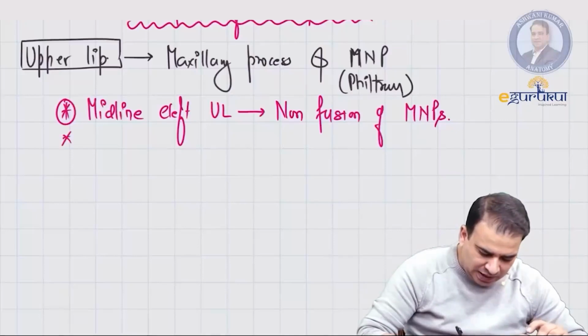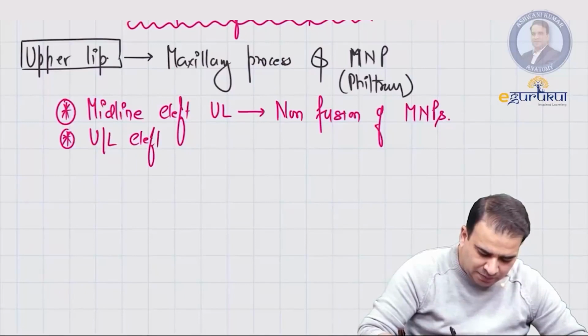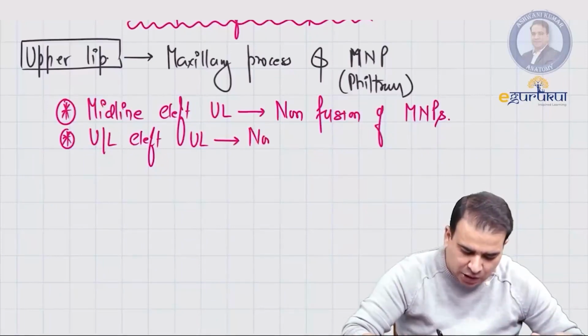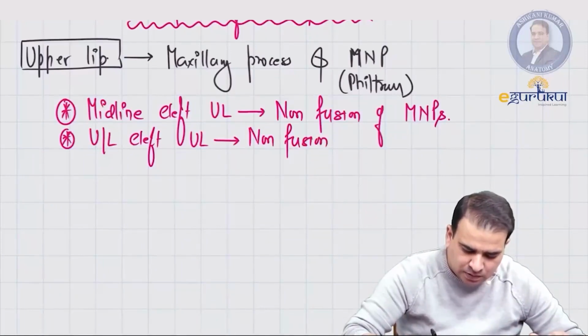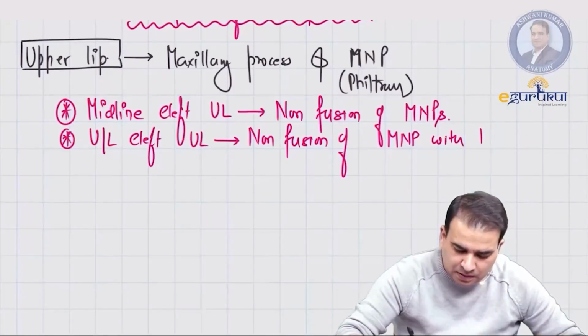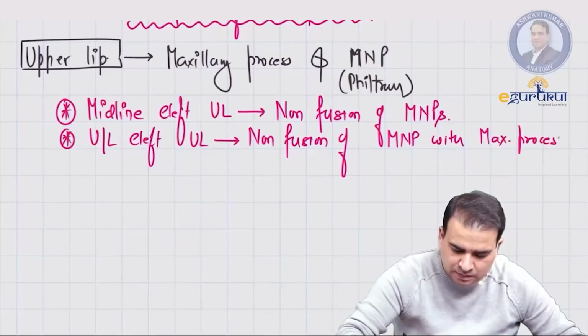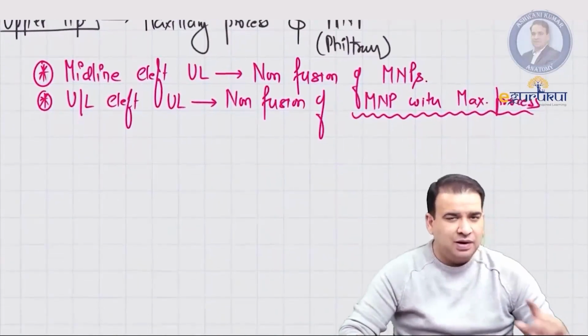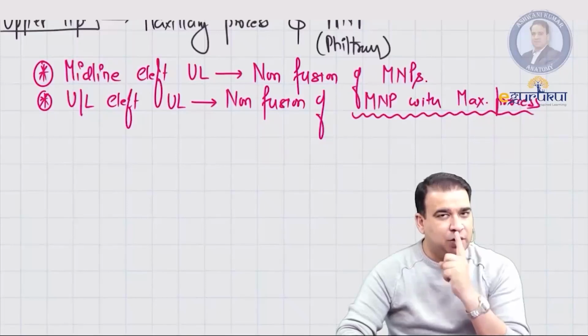Then the second condition we have is the unilateral cleft upper lip. Unilateral cleft upper lip is because of the non-fusion of the medial nasal process with the maxillary process. If there is a non-fusion of medial nasal process and maxillary process, that will give rise to the unilateral cleft upper lip, which will be seen exactly on the side of the philtrum here, because the philtrum is formed by the medial nasal process.